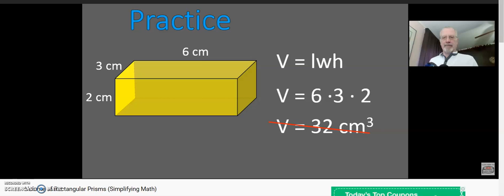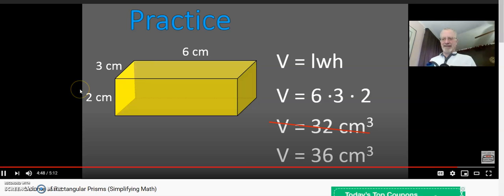All right, I did that on purpose to throw you off, in case you were dozing off or something. What did you get when you multiplied those together? Hopefully it was not 32 cubic centimeters, but 36 cubic centimeters. That's what we were looking for. All right, you gotta stay on your toes in this class.